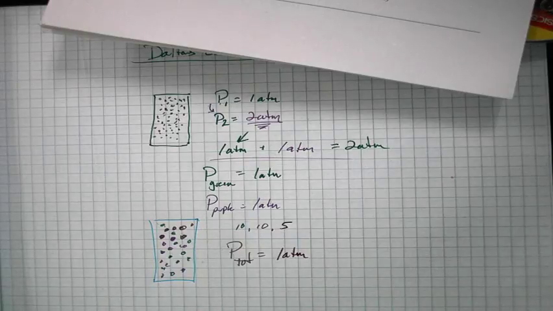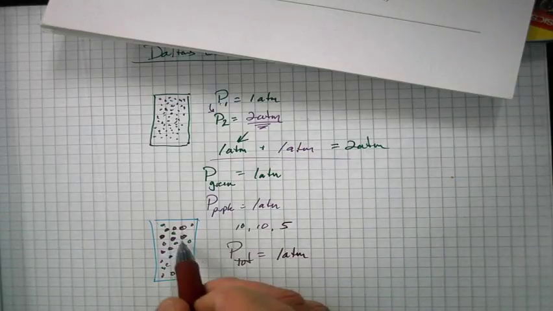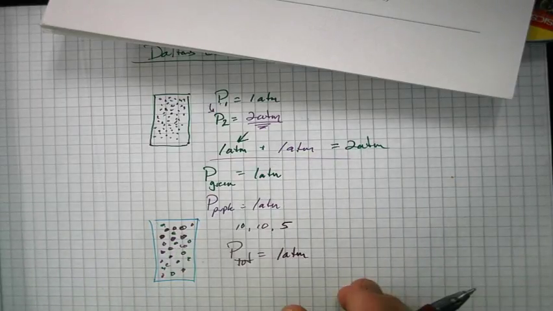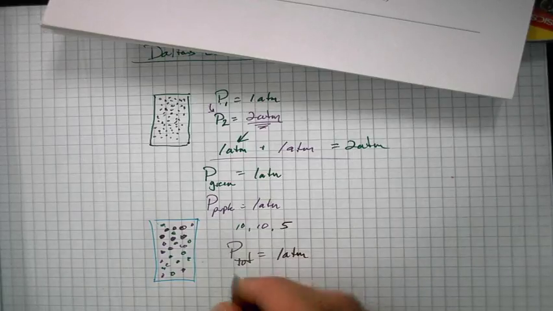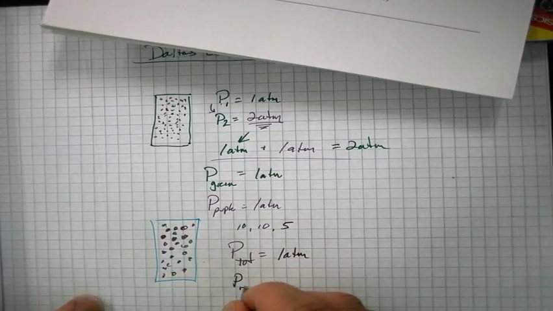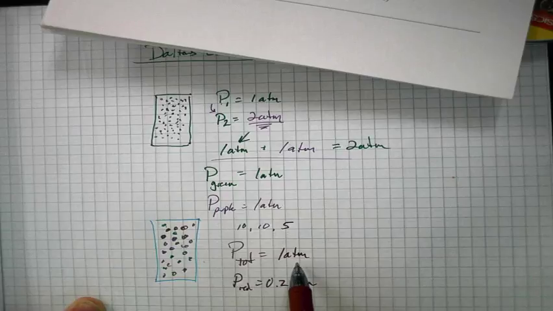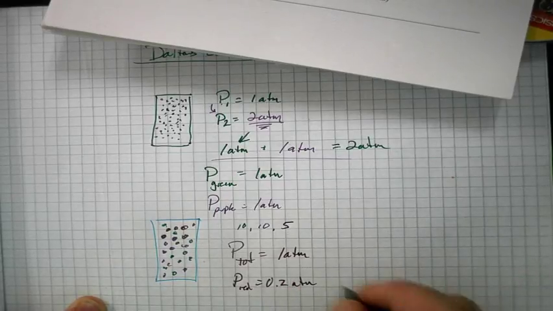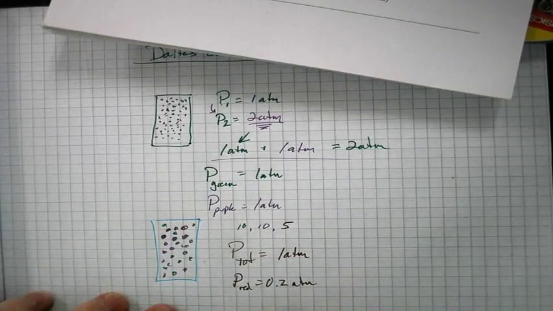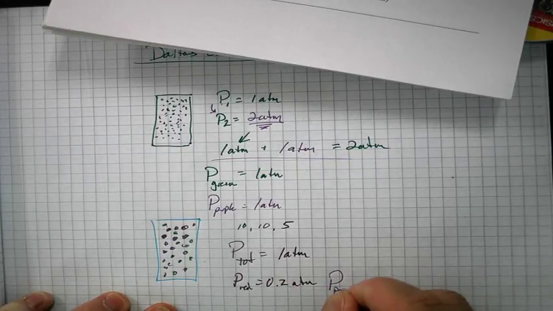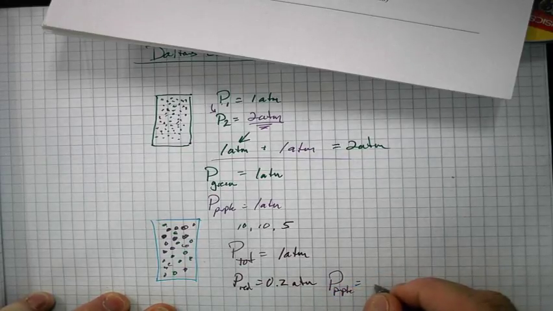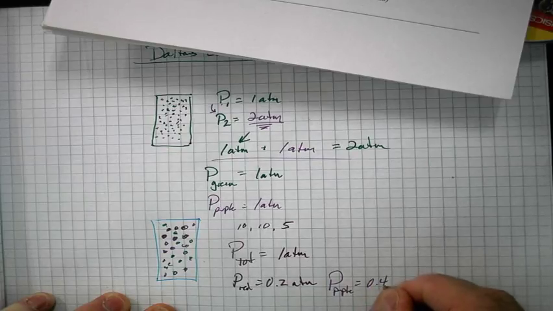But because we know how many particles there are in there, or we know that it's a mixture of gases, we can actually divide it up and figure out how much of this pressure actually comes from each gas. Well, 5 out of 25 is 1/5, right? So the pressure from the red equals 0.2 atmospheres, because it's 1/5 of the 1 atmosphere. Yeah? And pressure from the purple is 10 out of 25, which would be 0.4.